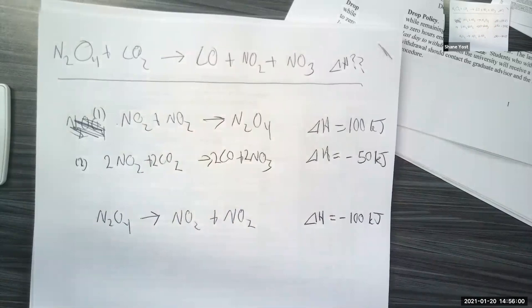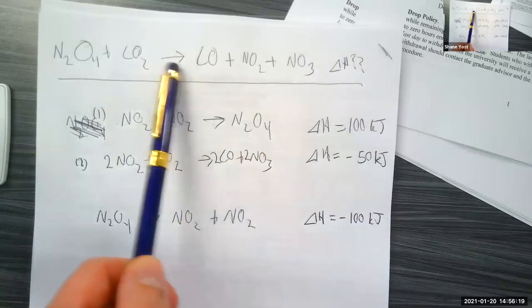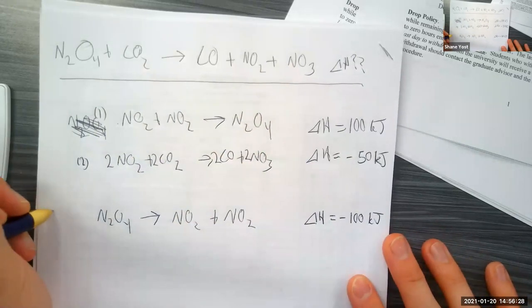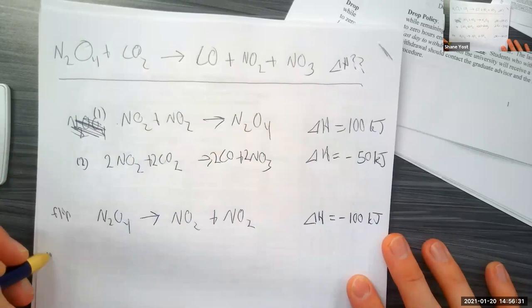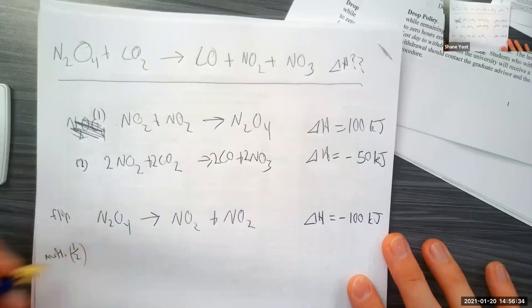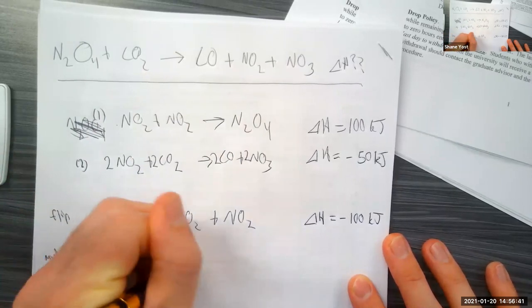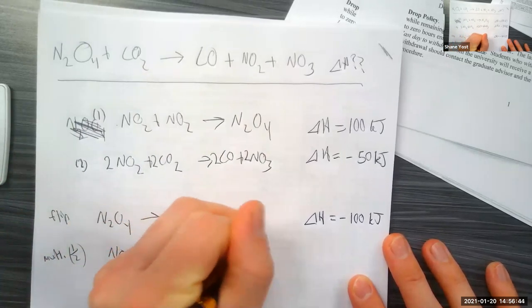Now, what about that second chemical reaction? Do I need to do anything to it in order to get the final chemical reaction? Yeah, we need to divide it by 2. The reactants and products are all in the right place, but I'm forming 2CO and 2NO3, and I only want 1CO and 1NO3. So I have to multiply by 1/2, in order to get NO2 plus CO2 yielding CO plus NO3.